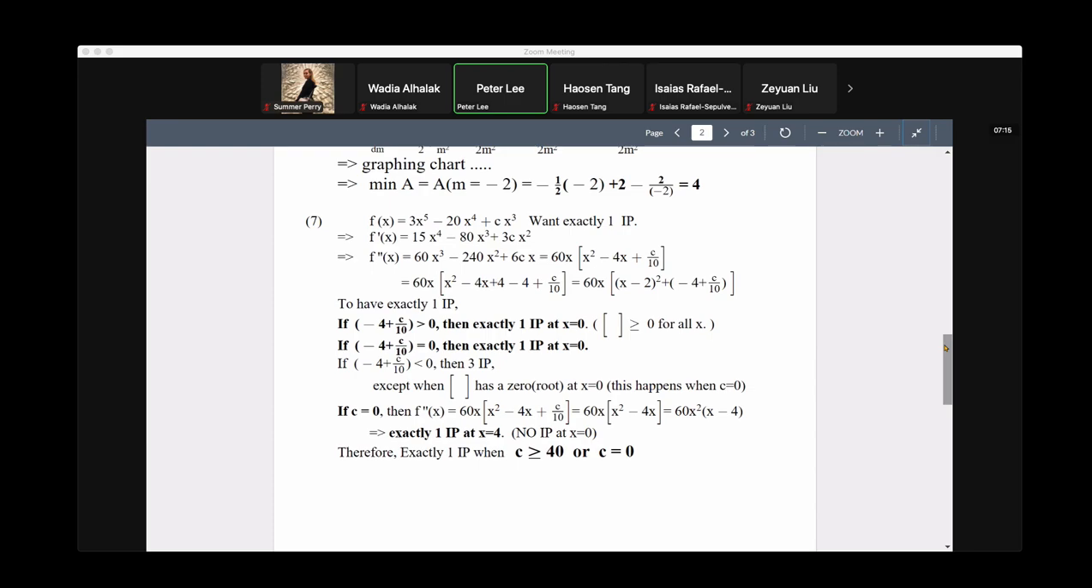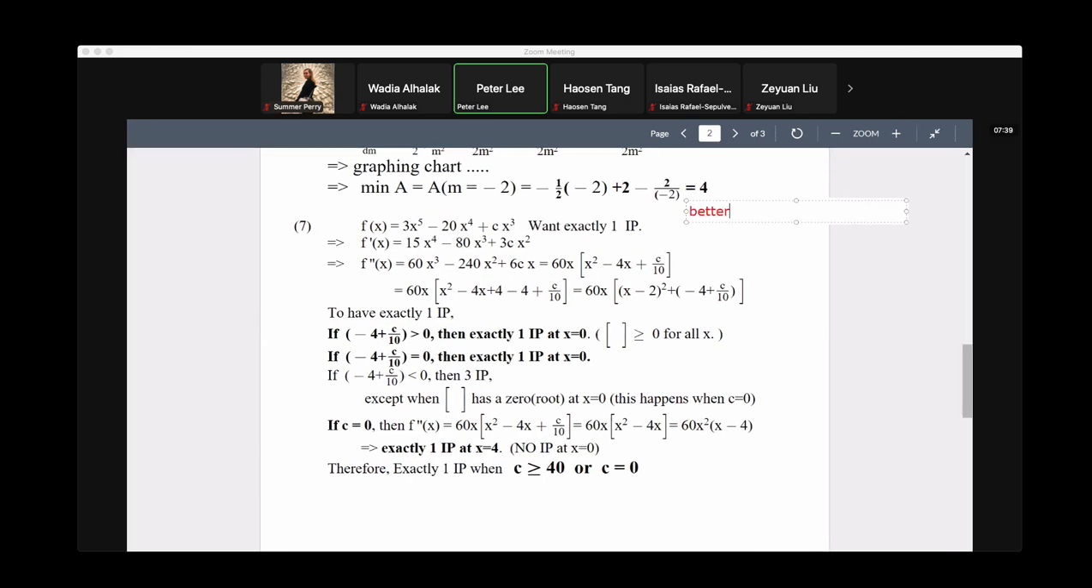And number 7, this is what I recommend here. The solution is actually quite short. Of course, you have to know what to do. Now, this is the way I do it. I do it by completing squares. The better method is by completing squares. So let me write this down. The better method is by completing square.